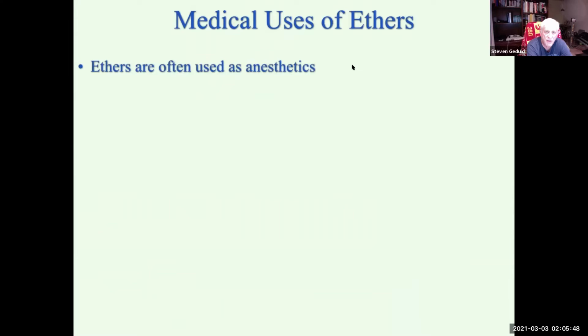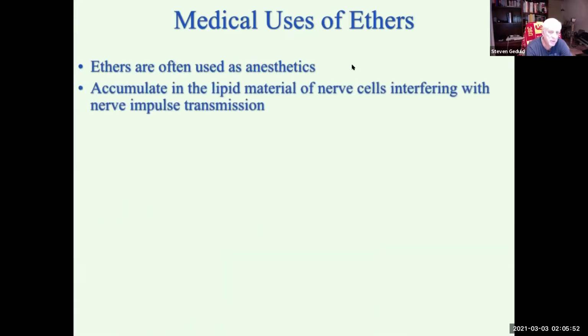So ethers are often used as anesthetics. They accumulate in the lipid material of nerve cells and they interfere with the nerve impulse transmission. So they stop the nerve from transmitting its impulse, and therefore the muscles can't contract, the patient can't move. And it's an anesthetic, like a general anesthetic.